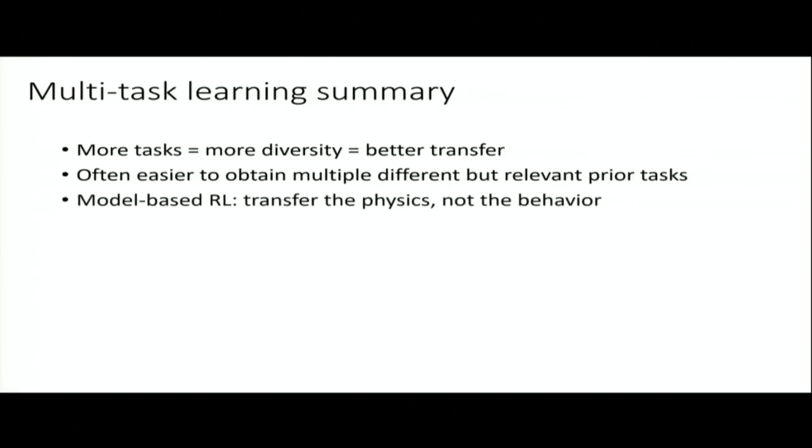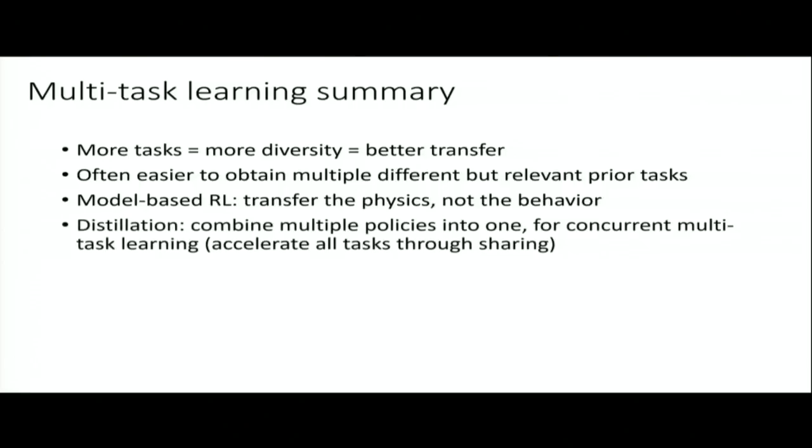We can think about doing it with model-based RL, where we sort of try to pick out the invariance across all the different source tasks, which typically is something like the equivalent of the laws of physics in your domain. You can think about distillation, which is a way to combine multiple policies into one for concurrent multitask learning, where you're learning multiple tasks simultaneously and you'd like to accelerate all of them through sharing of information.